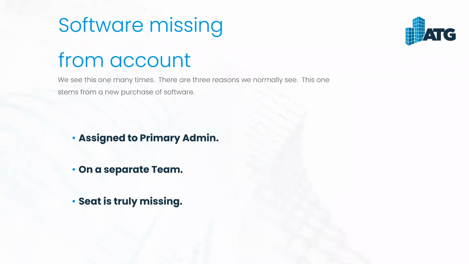The other big one is on a separate team. When we say a different team, that is an Autodesk account team, not a different team in the sense of just your department. You can make it so, and I'll show different teams and how that works. And then the last one is the seat is truly missing. We have seen this one a couple of times, where there is some issue that needs to be worked out if the other ones don't work.